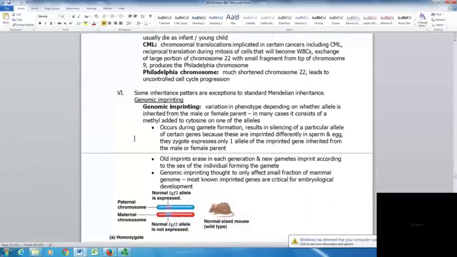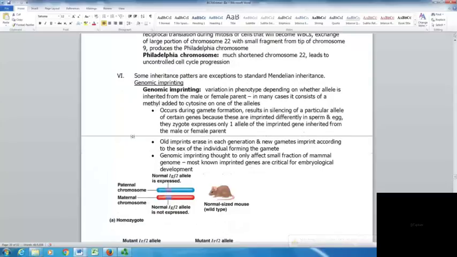Some of the inheritance patterns are exceptions to standard Mendelian inheritance. If we look at genomic imprinting, you can have a variation in the phenotype depending on whether you inherited that allele from the male or female parent. In many cases, it just involves a methyl being added to a cytosine on one of the alleles. This occurs during gamete formation, and it will result in silencing of a particular allele of certain genes because they're imprinted differently on the sperm and egg.